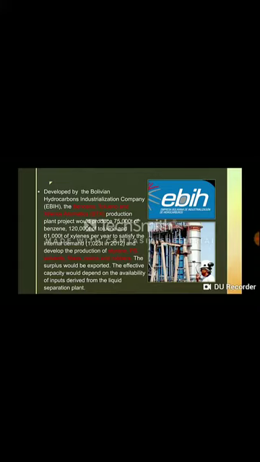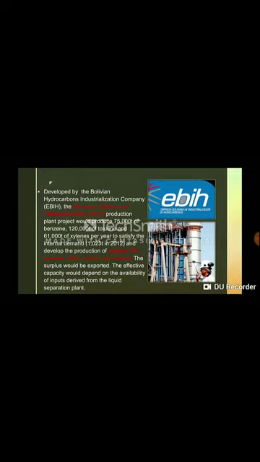Developed by the Bolivian Hydrocarbons Industrialization Company, the benzene, toluene, and xylene aromatics production project could produce 75,000 of benzene and 120,000 of toluene, also 61,000 of xylene per year to satisfy the internal demand and develop the production of styrene, PS, and solvents, fiber, resins, and rubbers. The surplus will be exported.